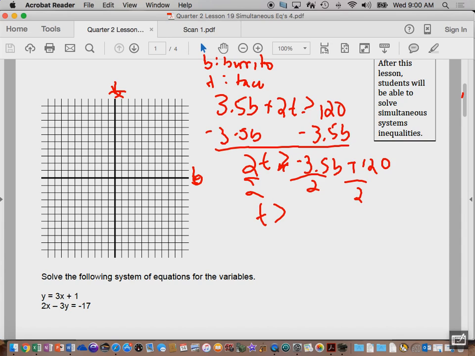Now look, on your calculator, do negative 3.5 divided by 2. Then do math, enter, enter. And I think you're going to get negative 7 over 4. Yeah. Okay. Negative 7 over 4 B plus 60.